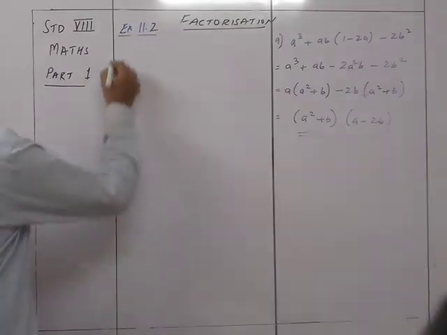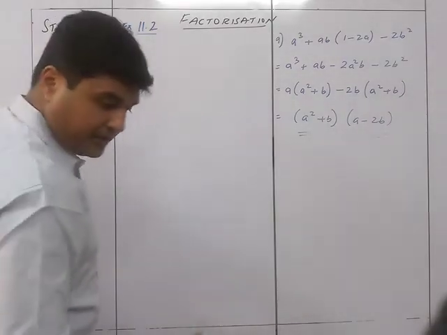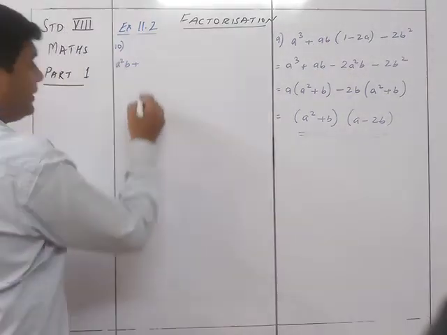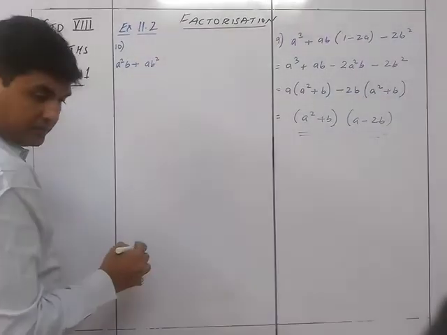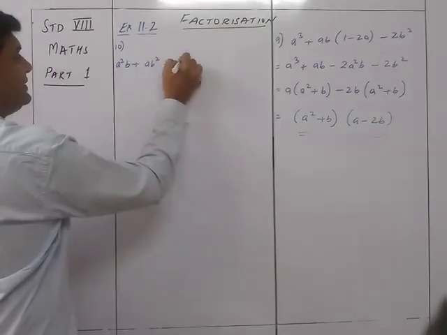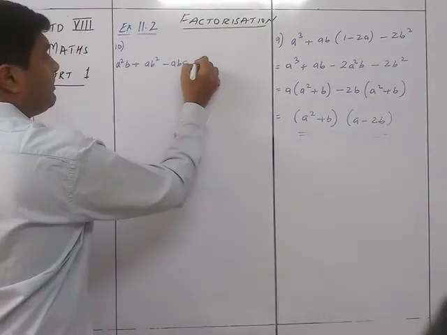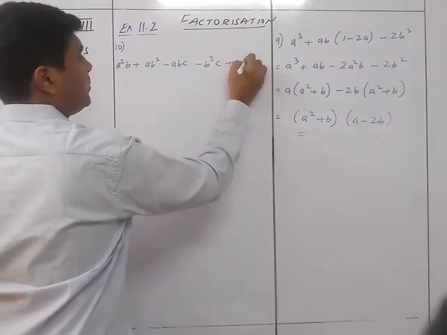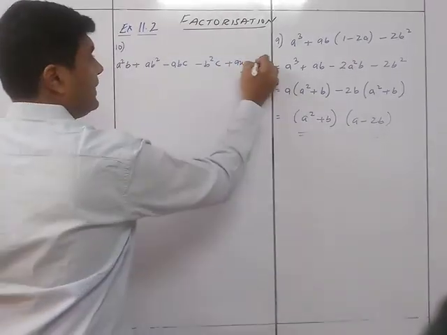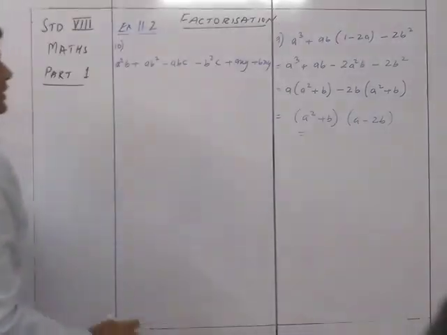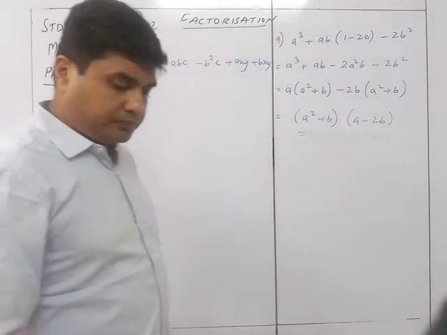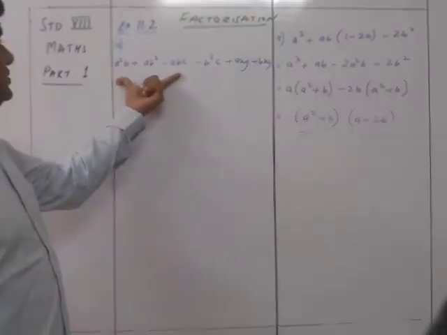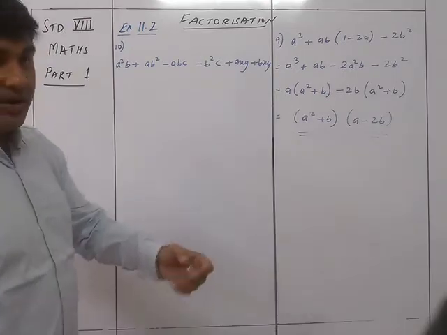We move on to the 10th sum. It is a square b plus ab square minus abc minus b square c plus axy plus bxy. Now what you are going to do is, you are going to take three things together. From these three, we will take out common, we are going to do this.